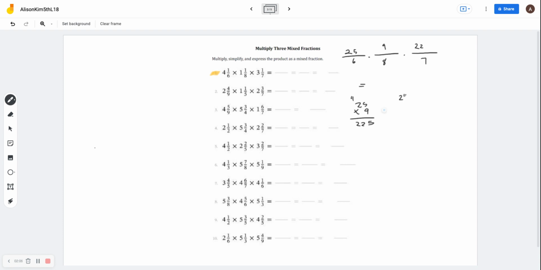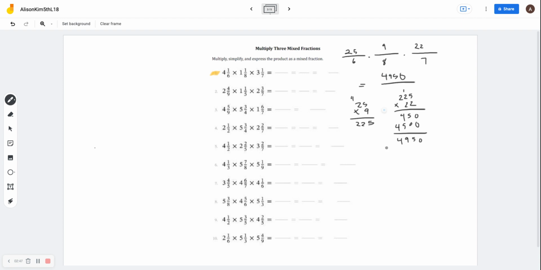And now I'm going to multiply 225 times 22. 5 times 2 is 10. 2 times 2 is 4. 4 plus 1 is 5. 2 times 2 is 4. Then a placeholder 0. 2 times 5 is 10. 2 times 2 is 4. 4 plus 1 is 5. 2 times 2 is 4. Now we add again. So we do 0 plus 0, 0. 0 plus 5, 5. 4 plus 5, 9. 4 plus 0, 4. So our numerator would be 4950.